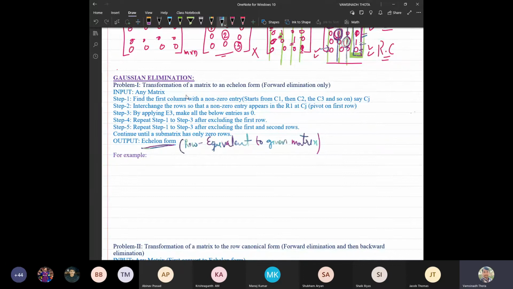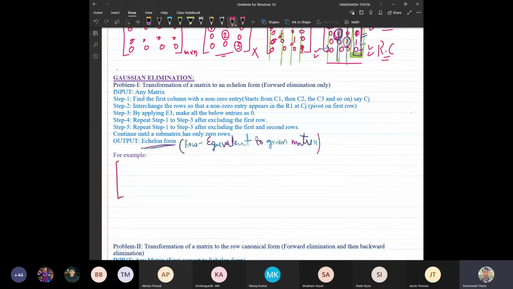Now, what is the first step? The first step is to find the first column. First column here doesn't mean the column C1. It means the first column with a non-zero entry, which is to be identified first. So let us understand the procedure along with an example. For example, consider this matrix. Let me use this pen.